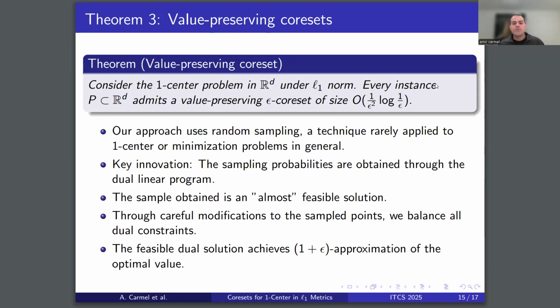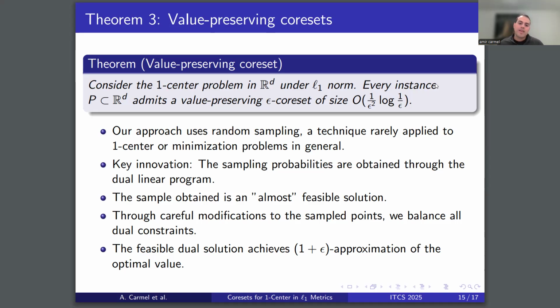For the value preserving coresets, we have a random sampling technique, which is quite unusual for the one center problem, or minimization problems in general, because in a minimization problem, usually we need to consider every point in P because every point in P can affect the optimal value. So usually random sampling is not so common in this kind of problems.